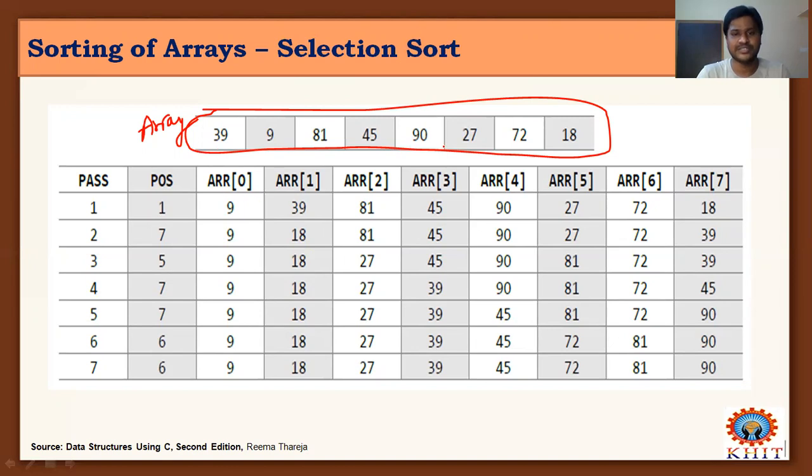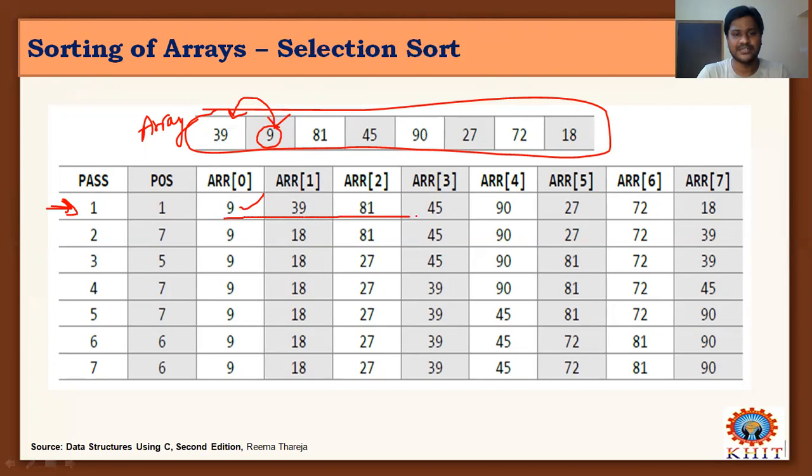So first among these elements, the smallest value is 9, and bring that 9 to the starting position, then apply 9 and 39 swapping. This is pass 1, the first iteration. So 9 is the smallest value, brought into the first position of the array, and at this 0 index is 39. 39 will go back to 9's position. Swapping applied, right? And this is the current array element positions.